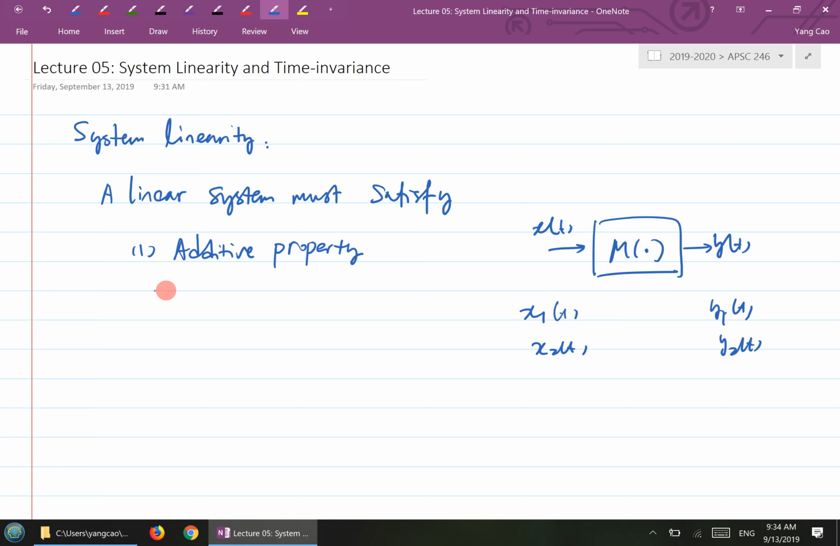The additive property basically says when your input is a sum of x1 and x2, then it should be the same as adding up the system outputs when they are given separately, individually. So x1 and x2. And that is the additive property.